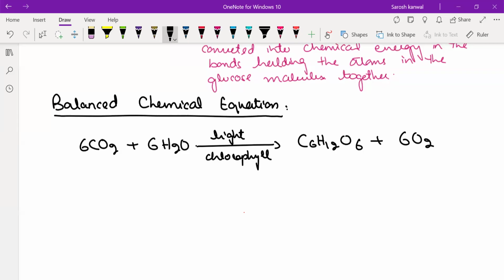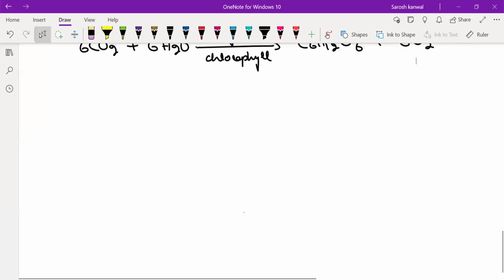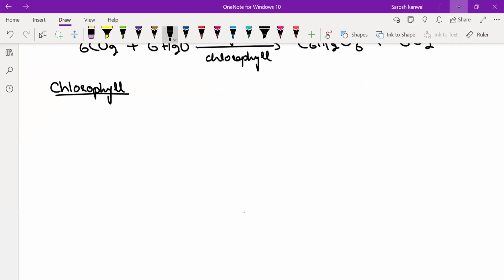Okay, now that was enough. That was all for photosynthesis. Now we have to move towards the next topic, that is role of chlorophyll. So what actually a chlorophyll is?